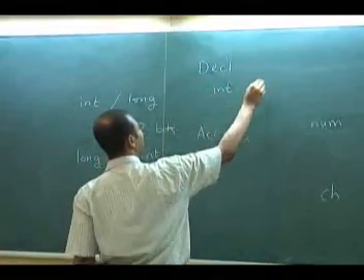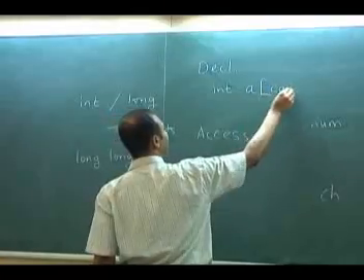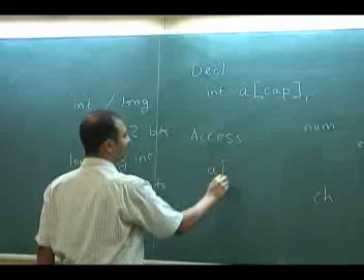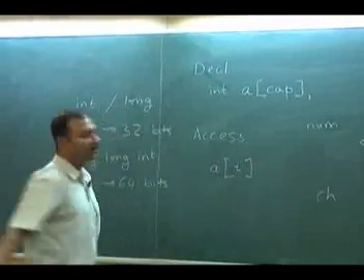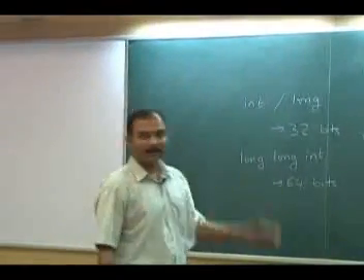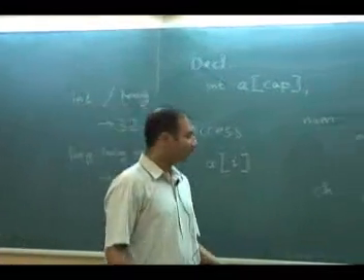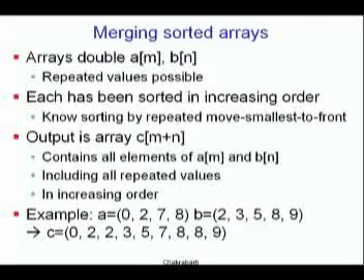Followed by the name of the array, and then inside square brackets the capacity of the array. Whereas you access using the same name and some index, where the index has to be between 0 and capacity minus 1.